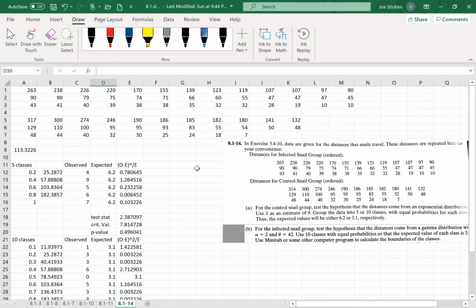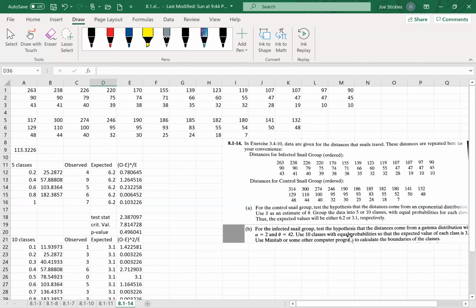Part B wants us to see if the data model a gamma distribution. Now they say use alpha equal to 2 and theta equal to 42. I want to do that a little bit differently because I actually want to use the data to give those estimates and not give what the problem says to do. This requires us to go back and remember stuff that we talked about back in Chapter 6, in particular Section 6.1, which is how do we find estimators for the different parameters for the gamma distribution.